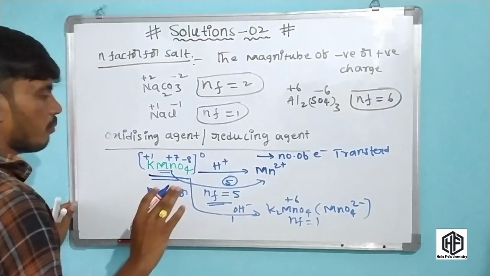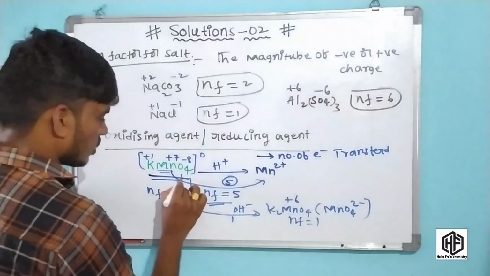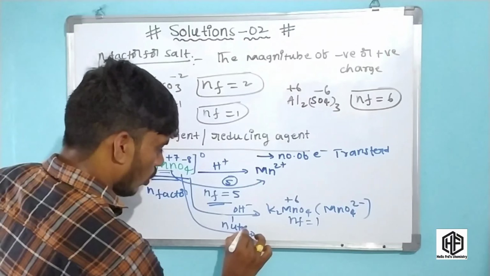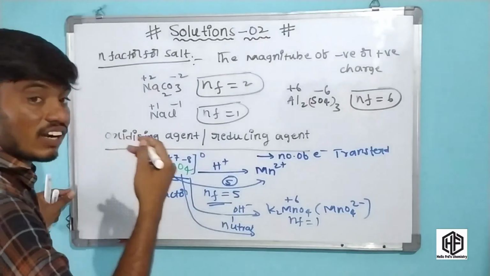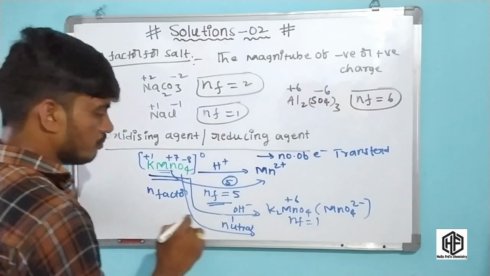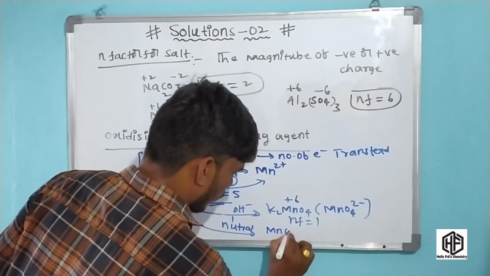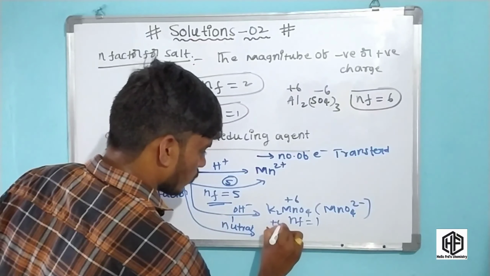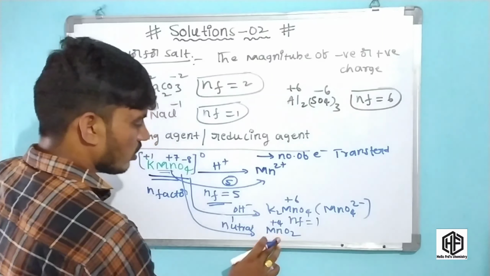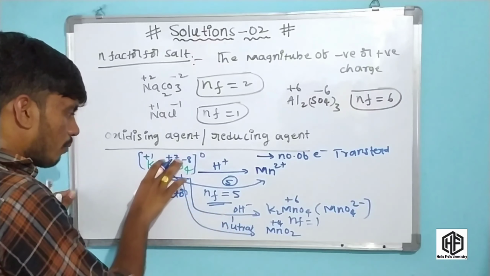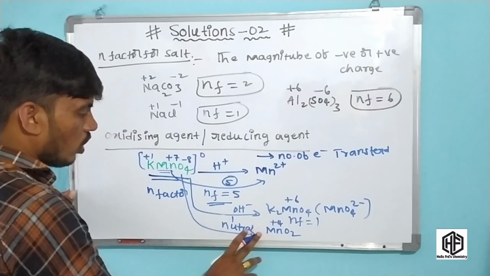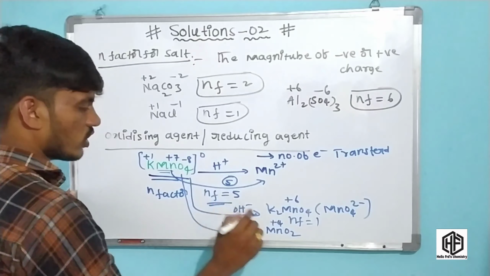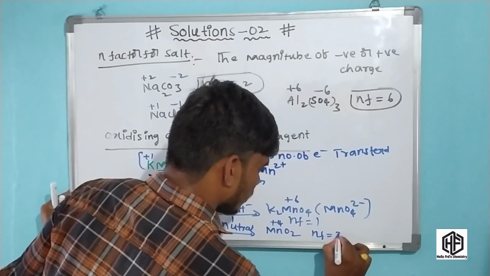Okay friends, this is very important. KMnO4 in the presence of neutral medium. What happens, friends? In the presence of neutral medium, KMnO4 is converted to MnO2. It means Mn is in the plus 4 oxidation state. In this case Mn plus 7 is converted to Mn plus 4. Now what is the n factor value? The number of electrons transferred in the neutral case is 3. Now the n factor value is 3.